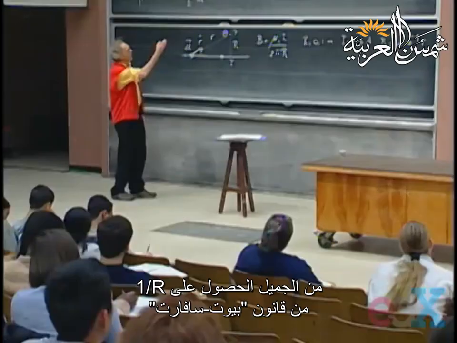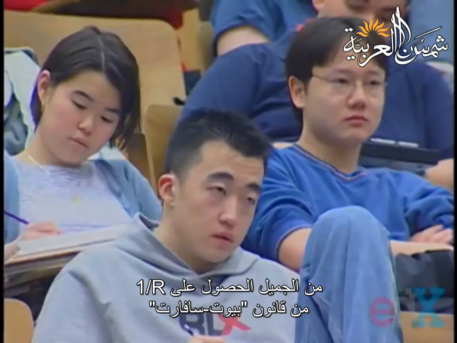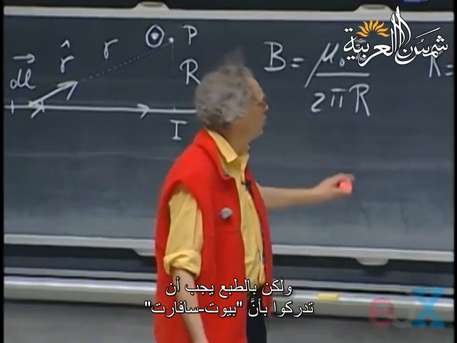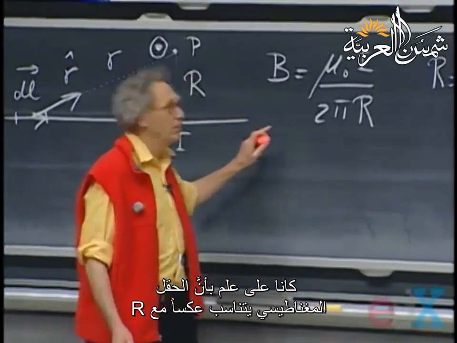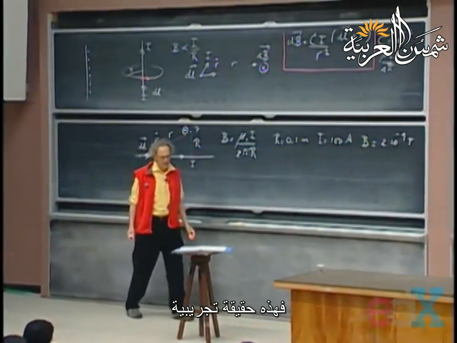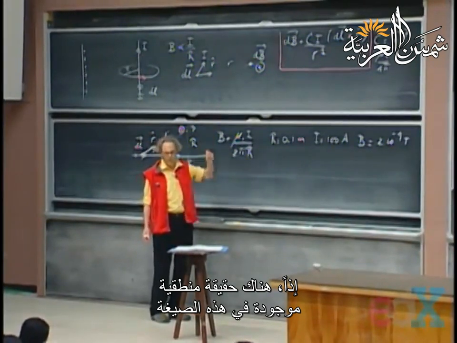It's nice to see that out of Biot-Savart's formalism, the 1 over r pops out, but of course, you must realize that Biot-Savart knew that the magnetic field falls off as 1 over r. That was an experimental fact. So the fact that it falls out is logical because it was cooked into that formalism.